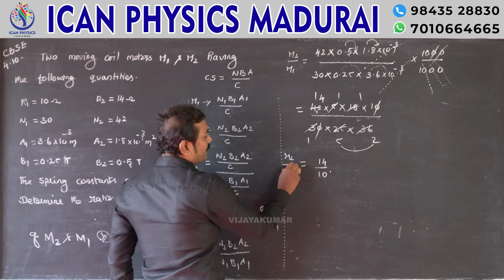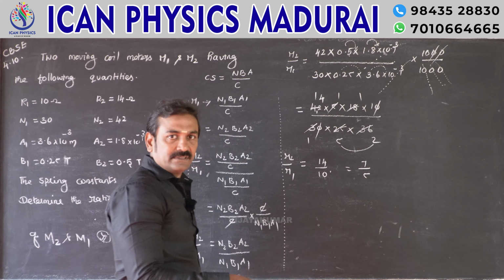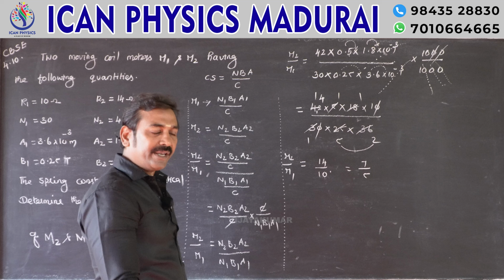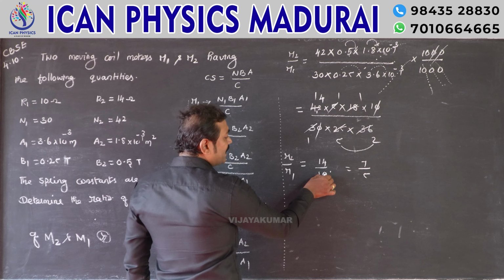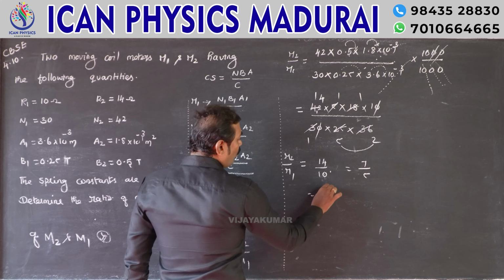How can we minimize? 7 2s are 14, 5 2s are 10. This is another answer. How can we write it another way? In the denominator we have 10, so it becomes 1.4 divided by 1. So the ratio of M2 to M1 of current sensitivity is 1.4 is to 1. This is also one of the answers. Do you get it now? Do you have any doubts? No doubts.